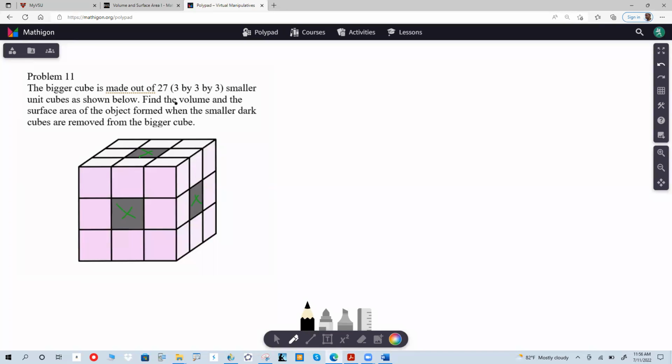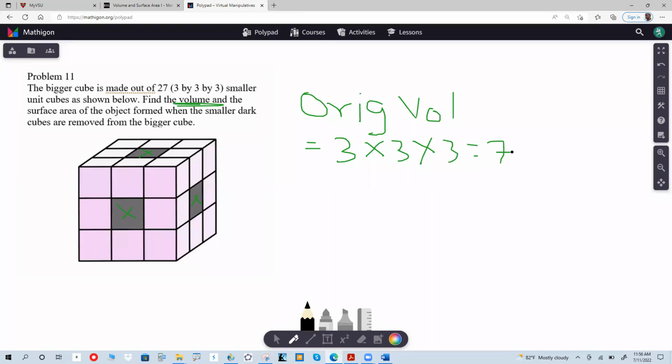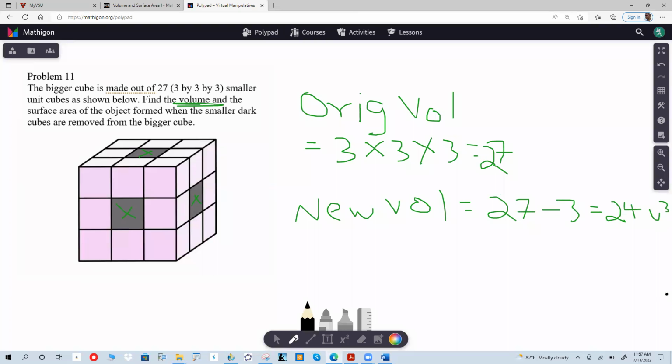Now the volume is very easy. Basically, the original volume before you remove anything is 3 by 3 by 3, which we know is 27. These are all unit cubes. My new volume is going to be 27 minus what I remove. I'm going to remove 3 of them, just 3. Don't assume it's 6. I'm going to remove 3, and the answer is 24 unit cubed. Done. The volume is very, very easy.